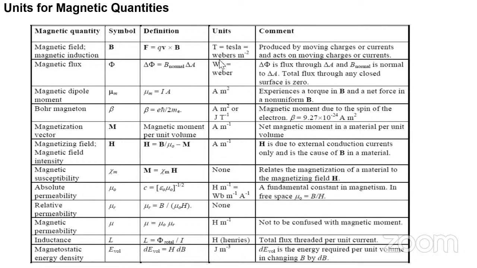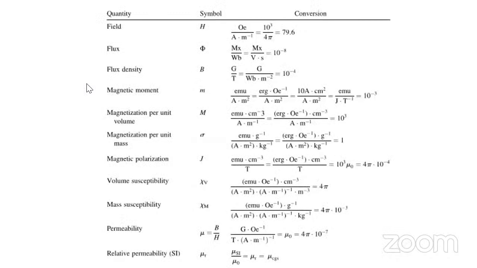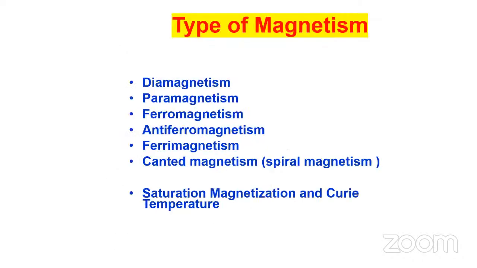Again, I will not name each and every term, but this is the data. The conversion of these units from one unit to another is very important. And again, there are textbooks and this data is available in the literature. As I told you, the magnetic substances are basically diamagnetic, paramagnetic, ferromagnetic, antiferromagnetic, and canted antiferromagnetic. This is another category of the magnetic material.